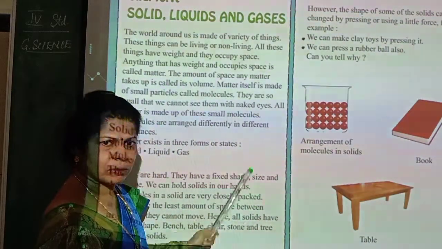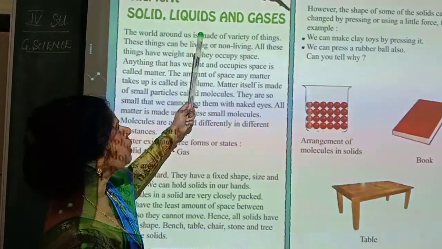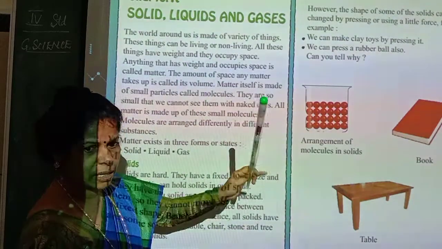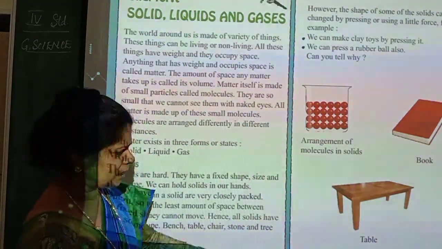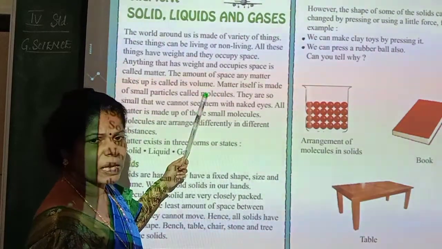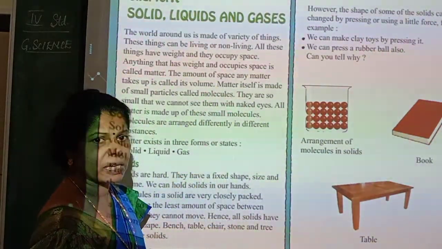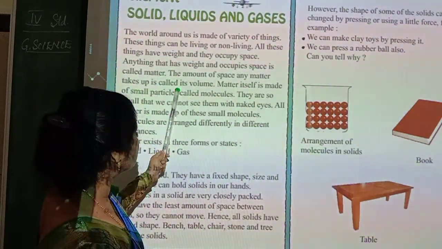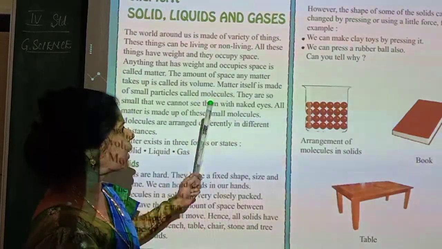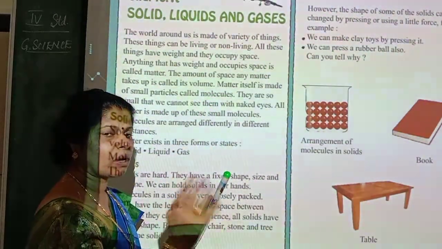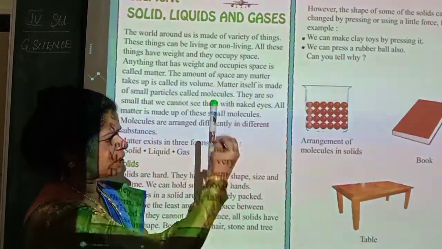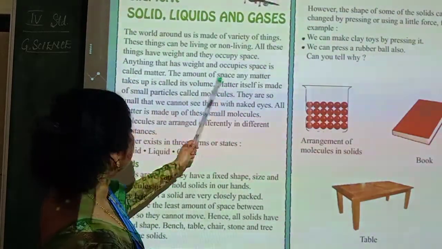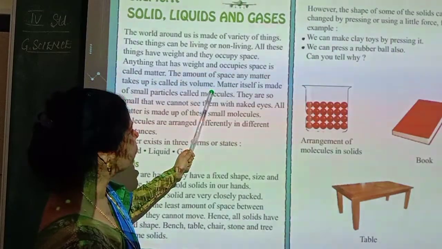Now you see this board. Okay? You can see the projector here, you can see the wall, you can see the board, isn't it? Then you can see the stick and all these things, you can see the tiles here. No? All this has got weight and it is occupying space, so we call it a matter. The amount of space any matter takes up is called its volume. So what is that space it is occupying? The space which is occupied, that is called the volume. Now this stick is occupying this much place. So this is the volume of this stick. Clear?